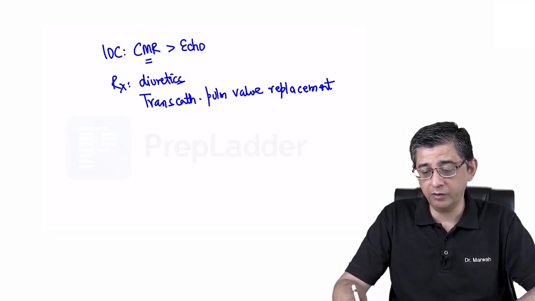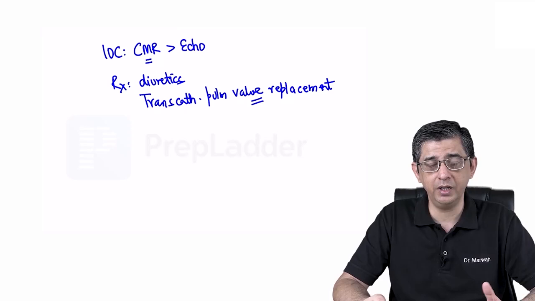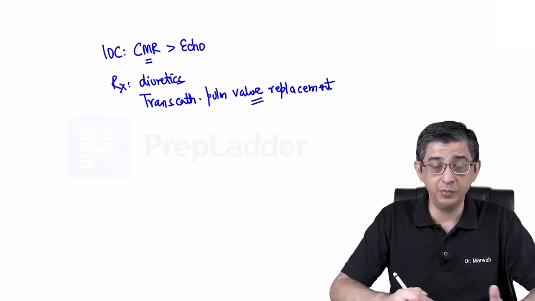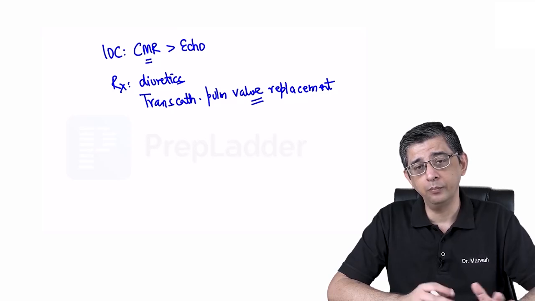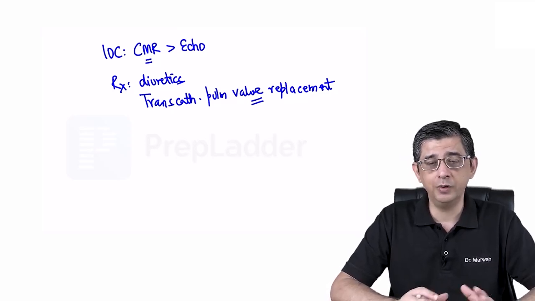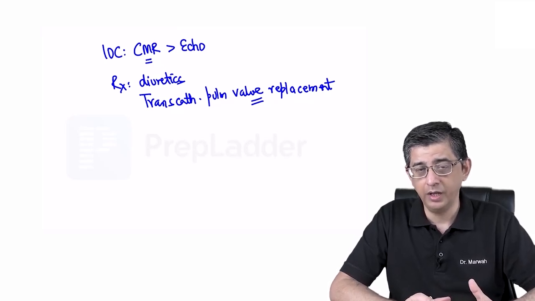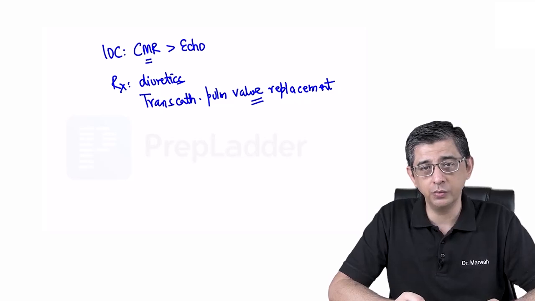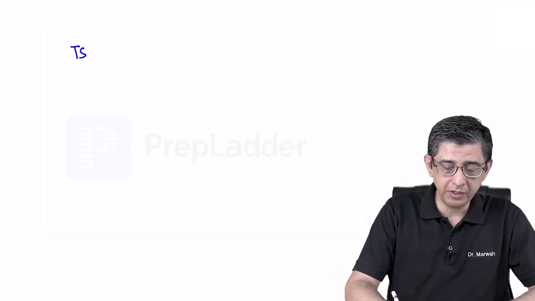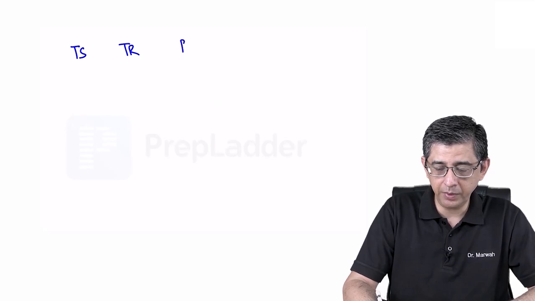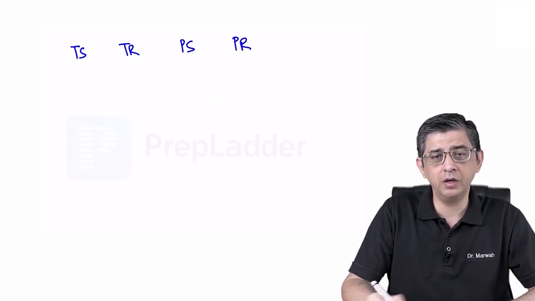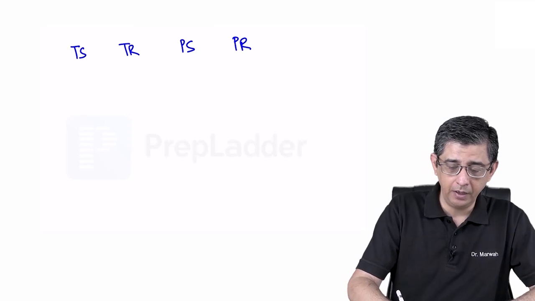But here we will have to go for a valve replacement because already the valve has been damaged beyond repair. Based on this input, we will now talk about a summary of findings of the valvular lesions of the right side of the heart, and I would suggest you to draw this with me. The valvular lesions that we have discussed are TS, TR, PS and PR. So you can just make a 4x2 table here.